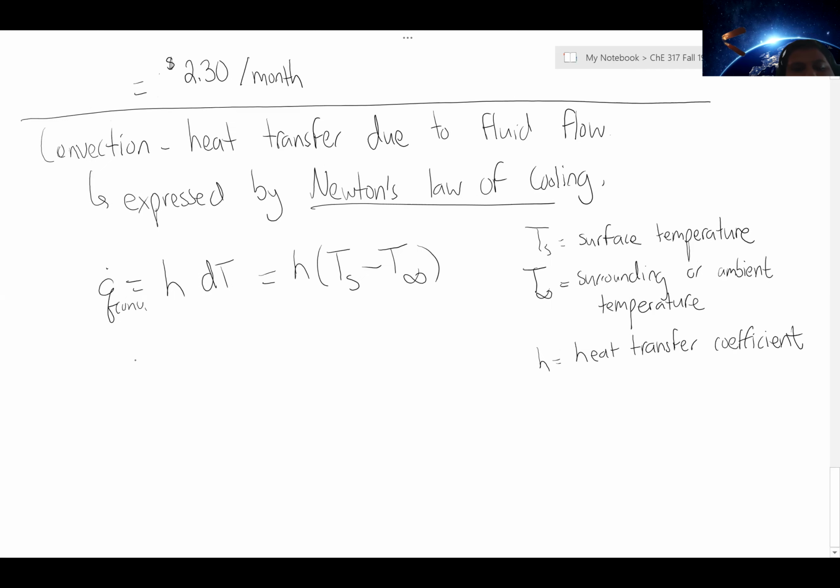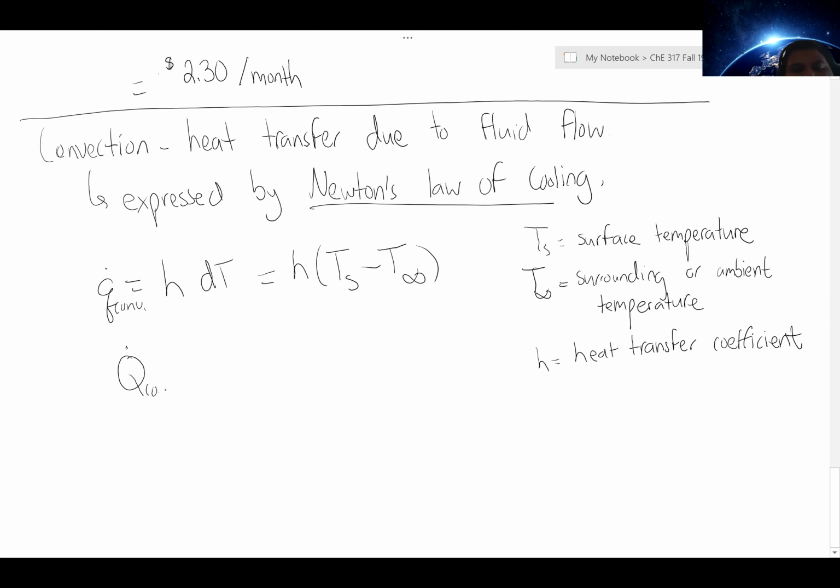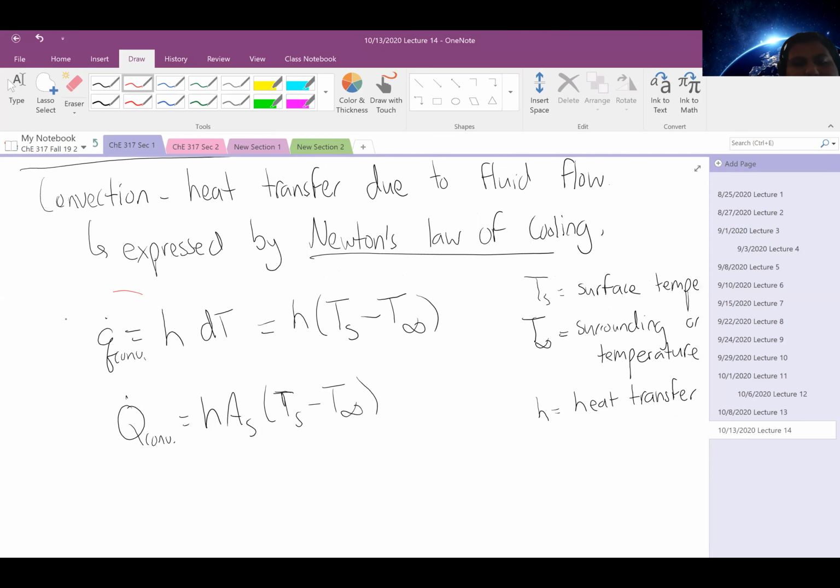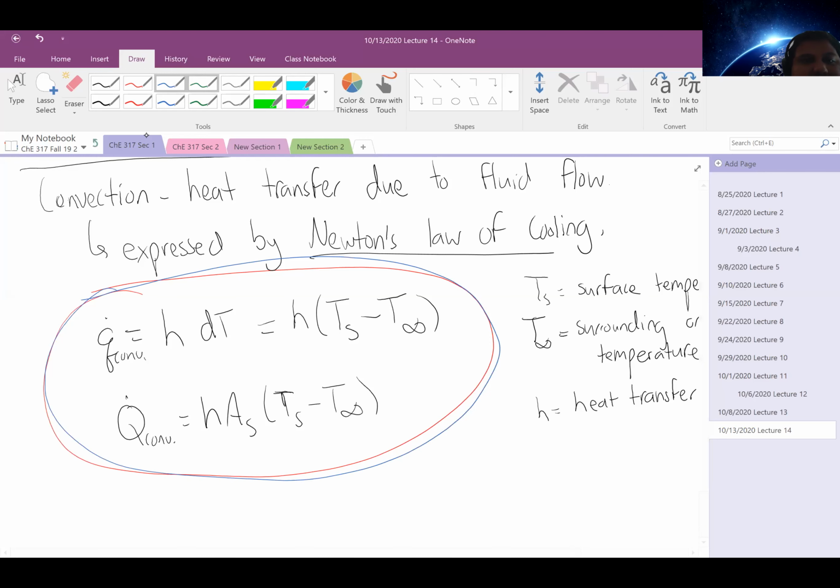And once again, for illustrative purposes, if I consider it not as a flux, but as a true heat transfer, I would write it as H times the surface area times T sub S minus T infinity. And once again, I'll give you all my wonderful circles of important things that you should probably write down for exams, midterms, and just life in general.